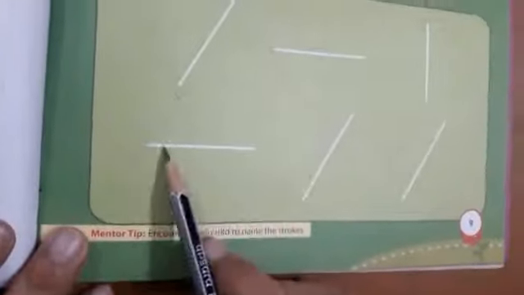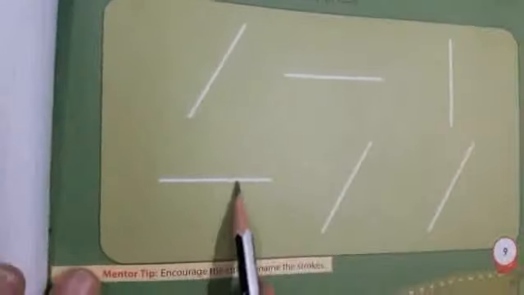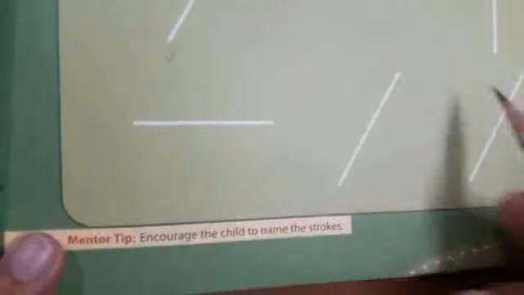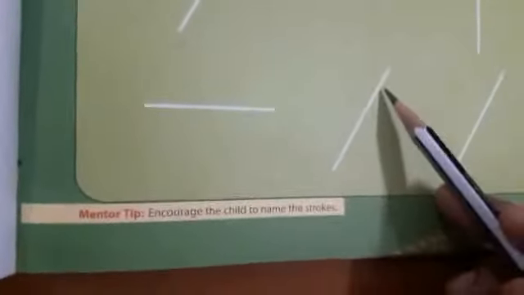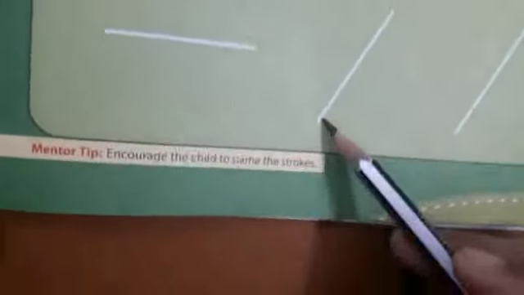Very good students. Again, see this line. Which line is this? This is a sleeping line. Yes, this is not a forward line. This is a sleeping line. Very good students. Now, see this line. Which line is this? This is also a forward slant line because this line is bending. This line is a slanting line and the position is forward slant line. You will tick this line also. And which line is this? This is also a forward slant line. You will also tick this. Okay, students, I hope that you all have understood how to do this exercise.